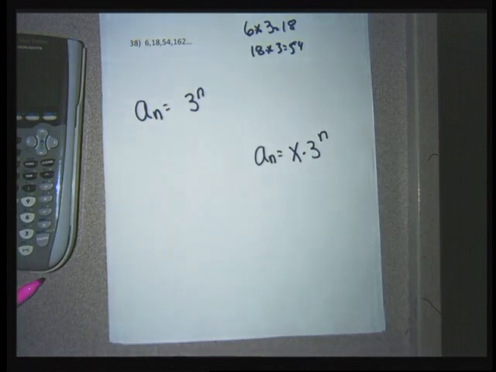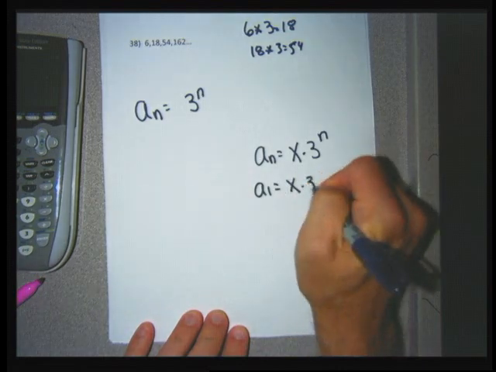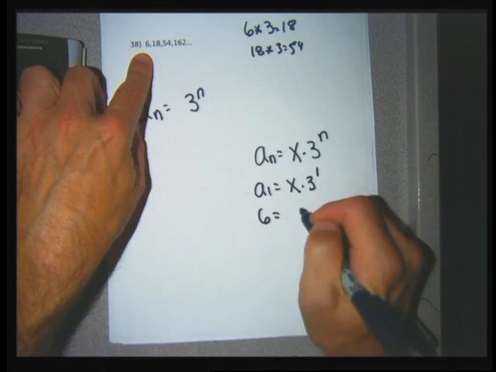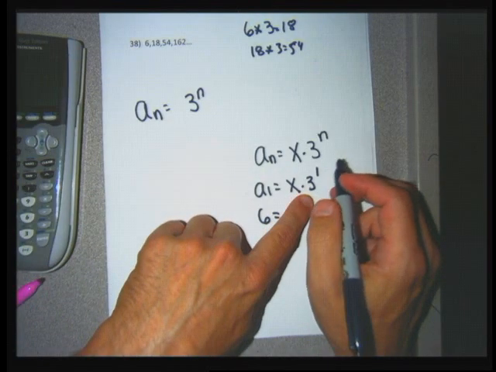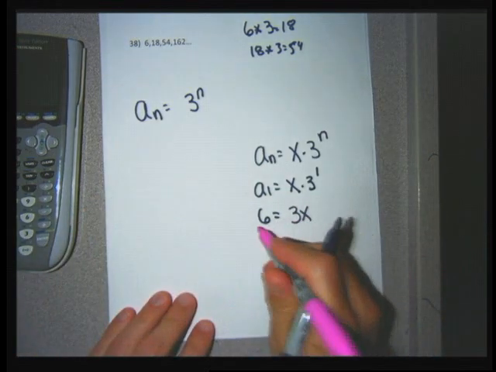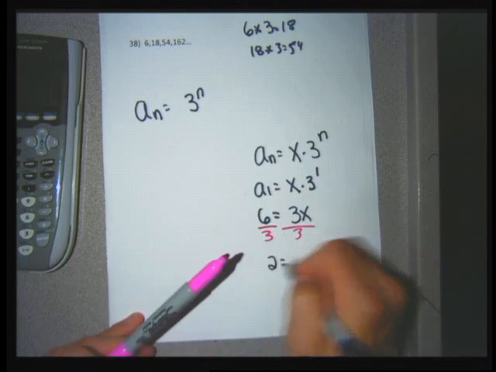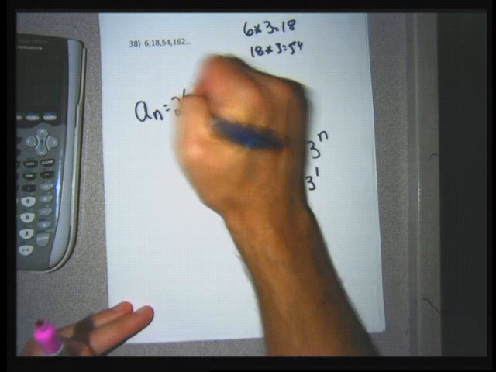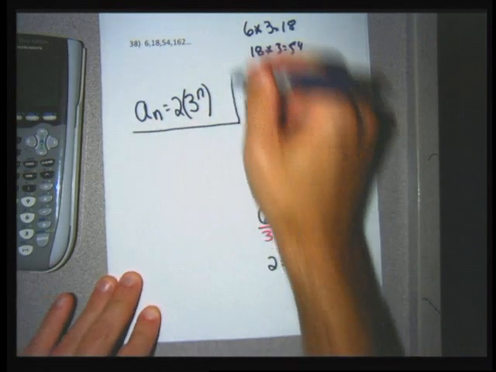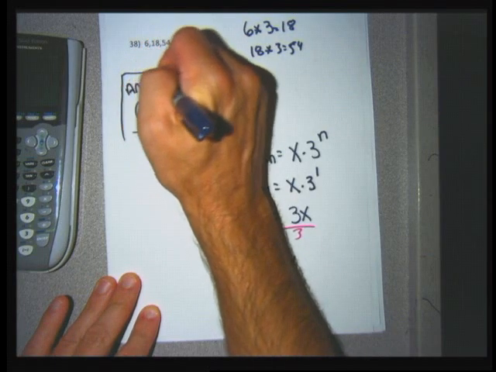Now I'm going to solve for this x. I'm going to go a sub 1 equals x times 3 to the first power. A sub 1 is the first number in this list, which is 6. And x times 3, because 3 to the 1 is 3, is just 3x. Now I'm going to divide by 3 and get 2 equal to x. I claim that this 2 times 3 to the n power, and I put the times with a parentheses to really separate the 2 and the 3, I claim that this is the sequence that will generate those numbers.